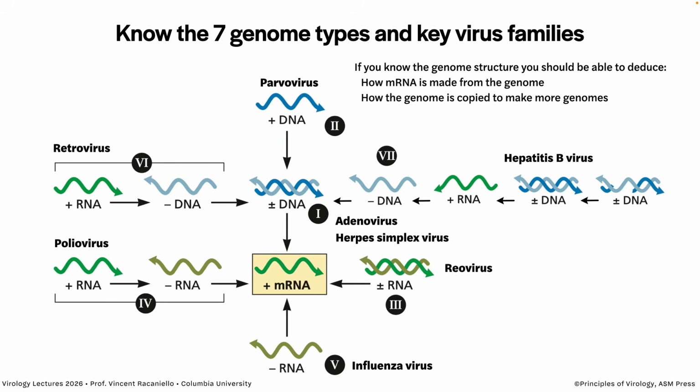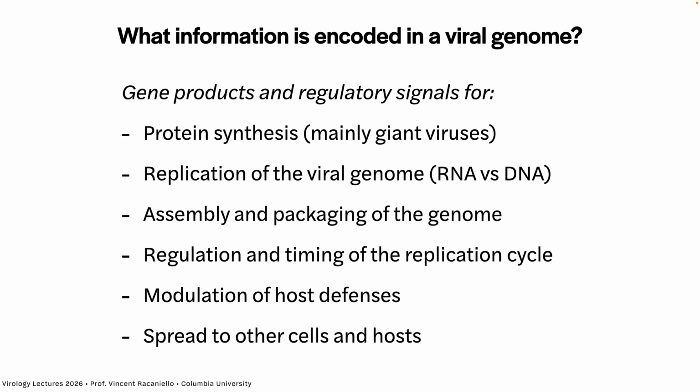Now, in this class, we only talk about certain viruses, and they're shown here by their genomes. For the double-stranded DNA viruses, we're going to talk about adenovirus and herpes simplex virus. We're going to talk about hepatitis B virus for class 7, and parvoviruses for class 2. If you have a dog or a cat, you need to immunize them against that virus. Then the double-stranded RNA reoviruses, influenza viruses are negative-stranded, polioviruses plus-stranded, and then the retroviruses like HIV-1 have the reverse transcriptase.